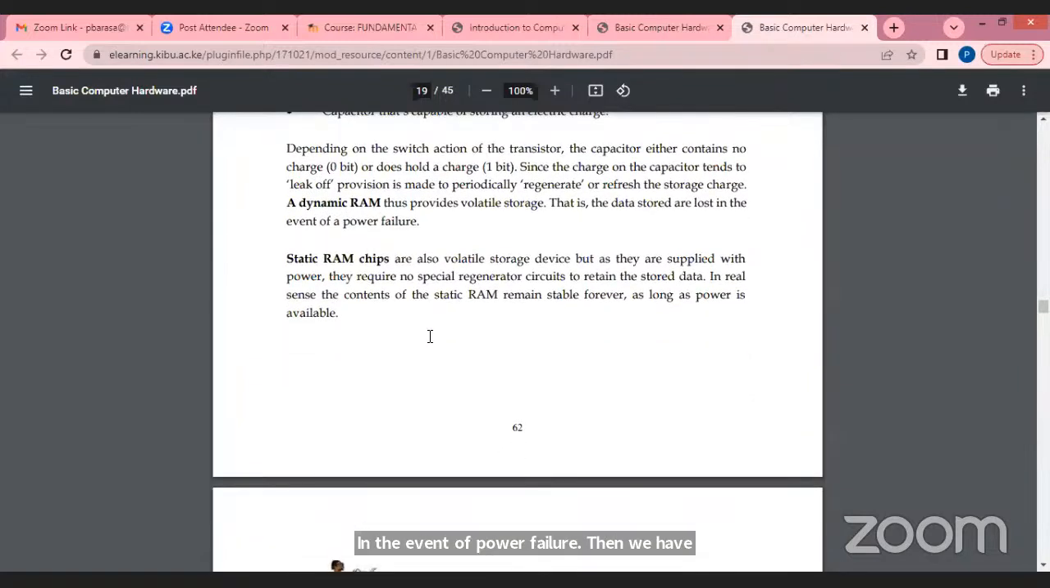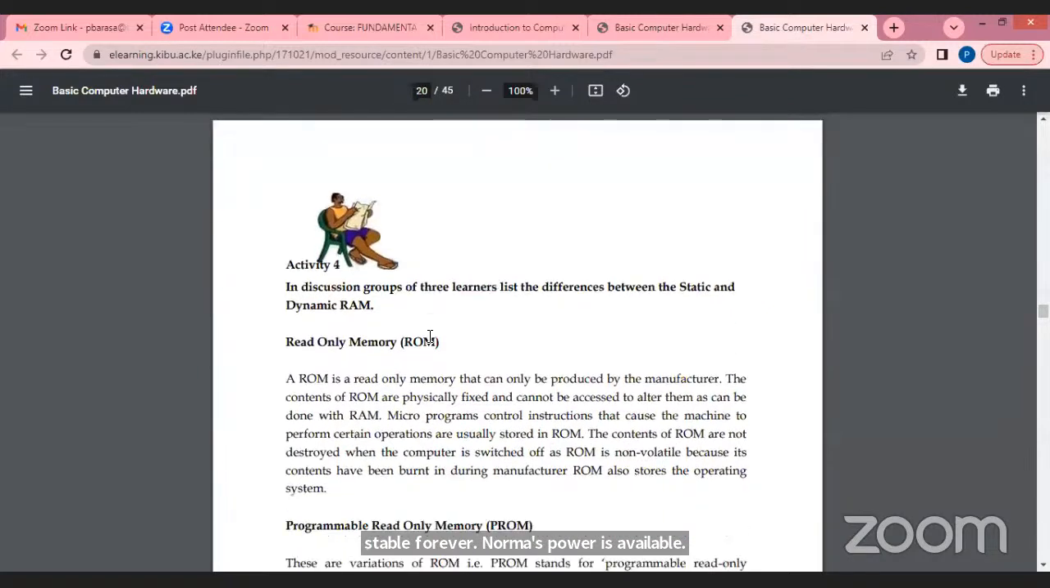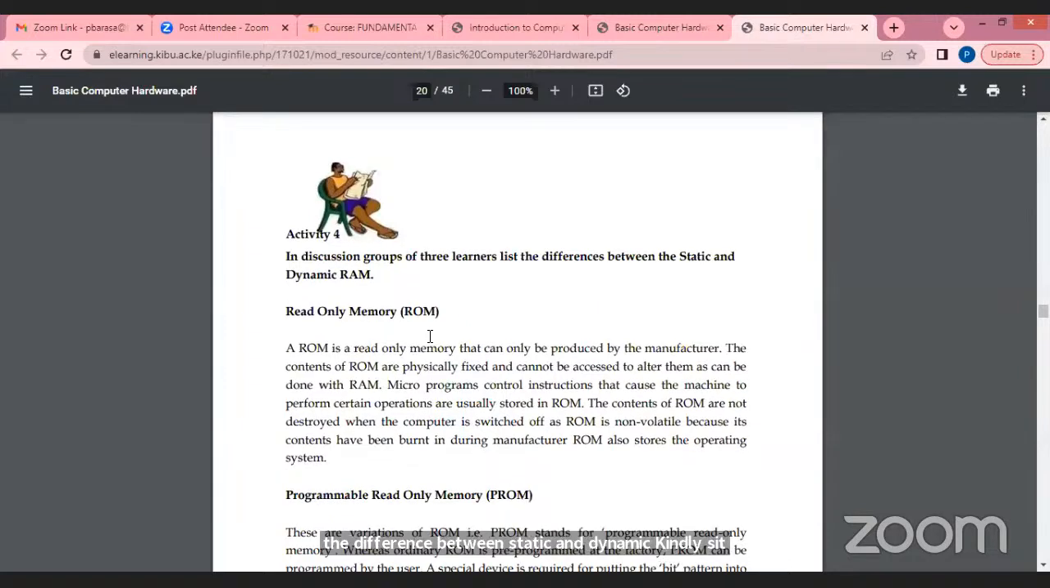Then we have the static RAM chips, which are also volatile storage devices, but as long as they are supplied with power, they require no special regenerator circuits to retain the stored data. In real sense, the contents of the static RAM remain stable forever as long as power is available. So in discussion groups, there's no discussion now, but we are just asking what the difference is between static and dynamic RAM. Kindly sit down and look at it individually, not as a group, but as a learner. As you go through the notes, make sure that you know the differences between the static and dynamic RAM. That one I'm leaving to you.